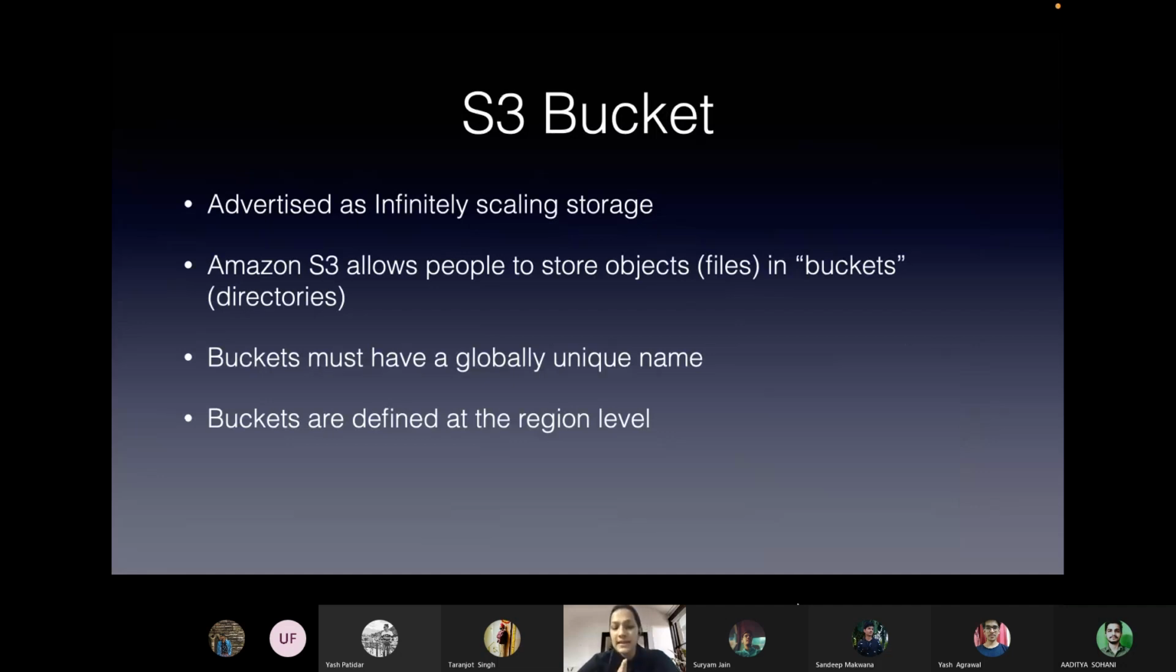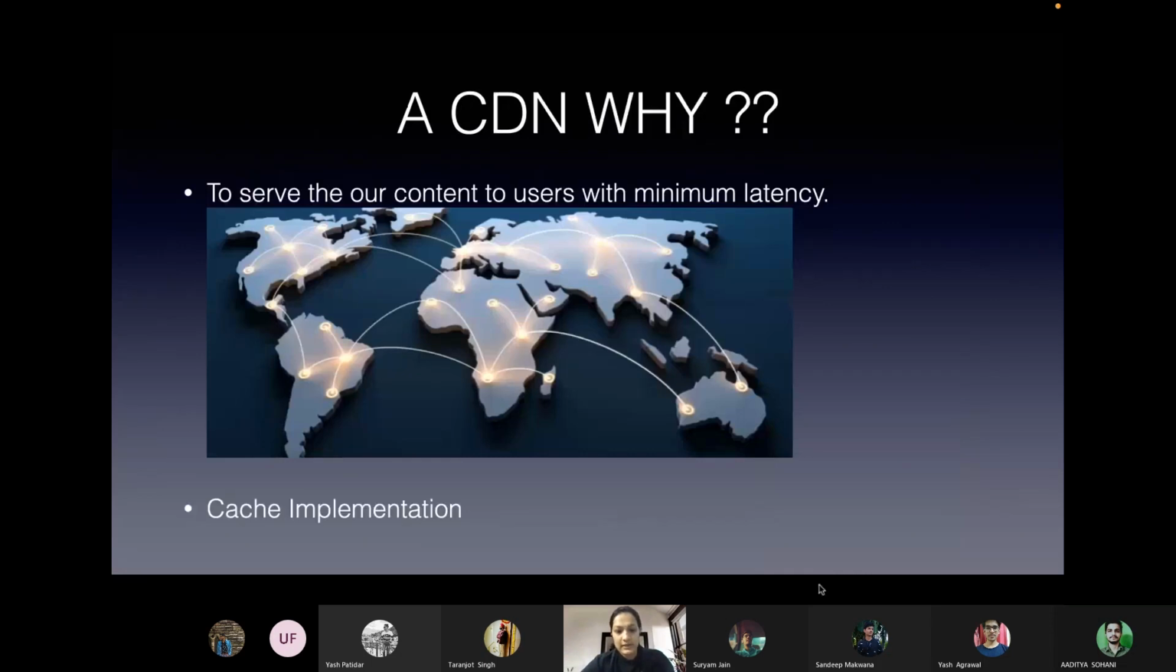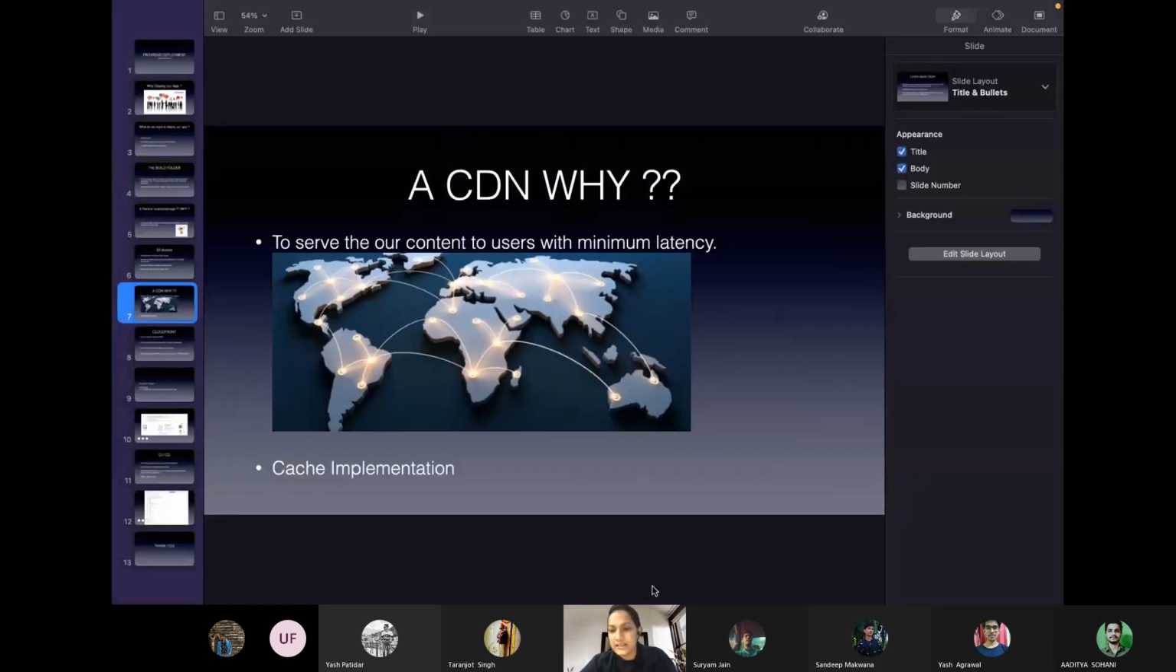Okay, and buckets are always defined at a regional level. So this bucket is actually located somewhere, and you need to define where you want it to be located. It's actually a physical location. Now let's see how this works in AWS. How do we create an S3 bucket?